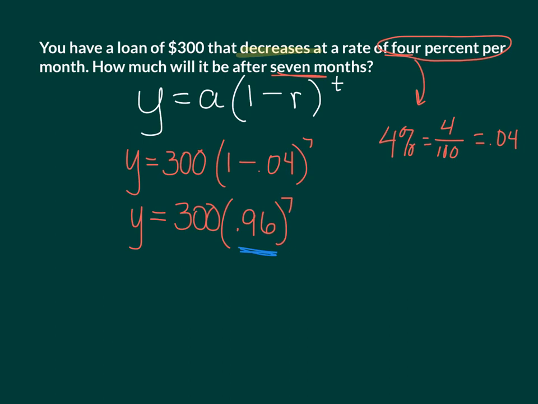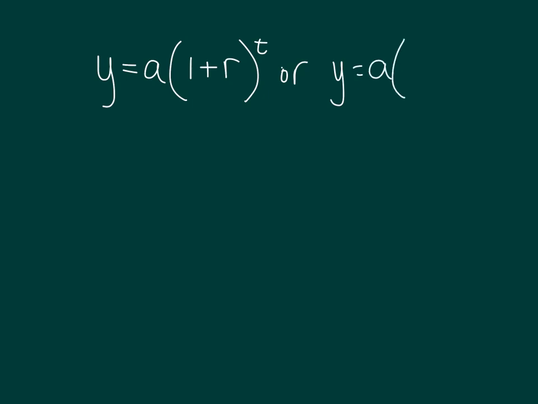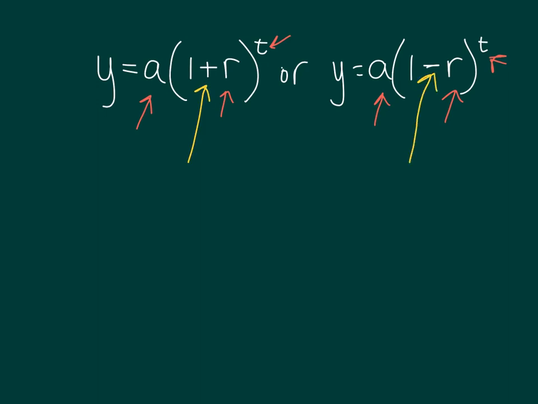Next thing I want you to do is write yourself a note to bring to class. As we look at these equations, y equals a times 1 plus r to the t, or y equals a times 1 minus r to the t. When do we use either of them? Okay, what are they for, and what does each part represent? Okay, summarize that, bring that to class.